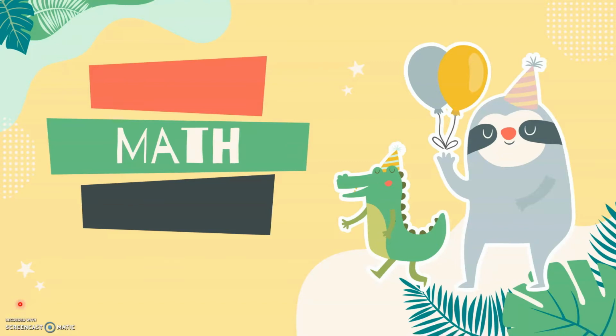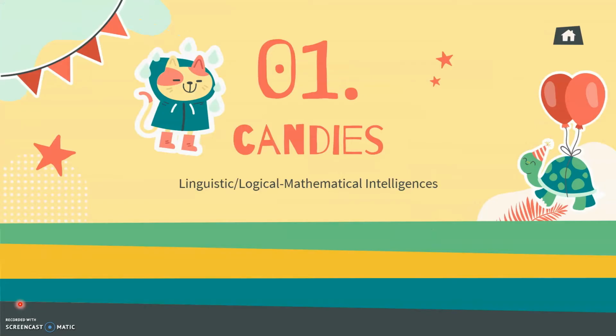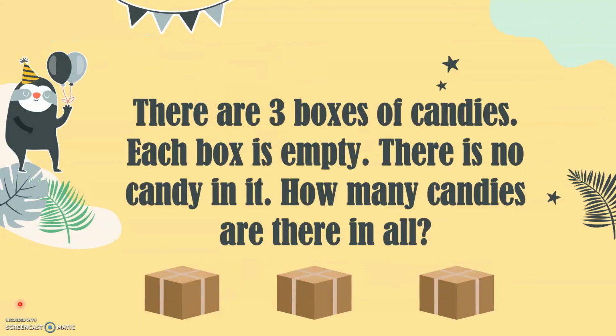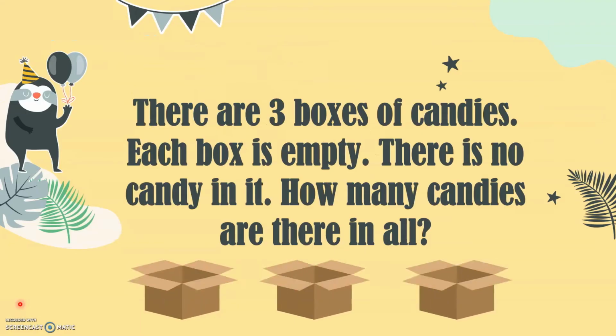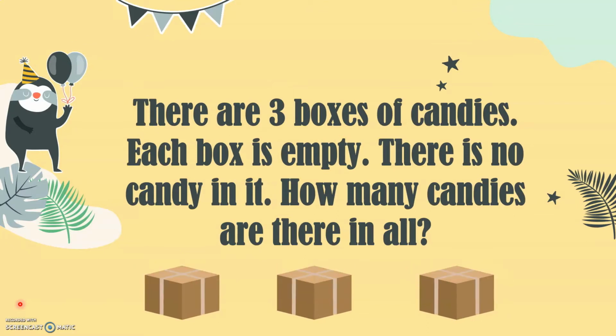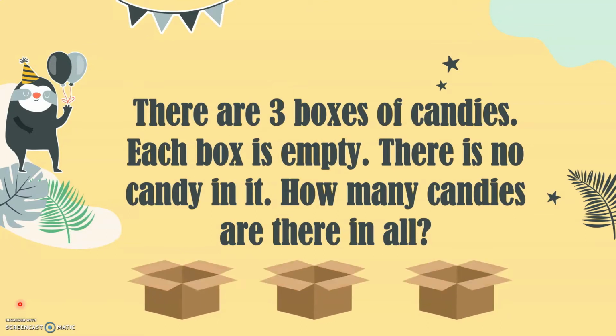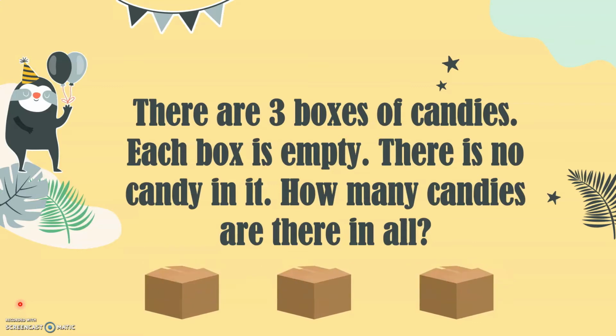For today's discussion, we will be discussing properties of multiplication. But first, let's have our story problem about candies. There are 3 boxes of candies. Each box is empty. There's no candy in it. How many candies are there in all?